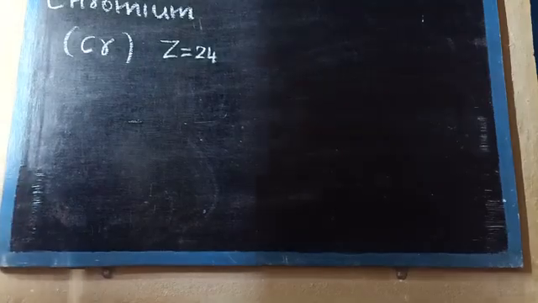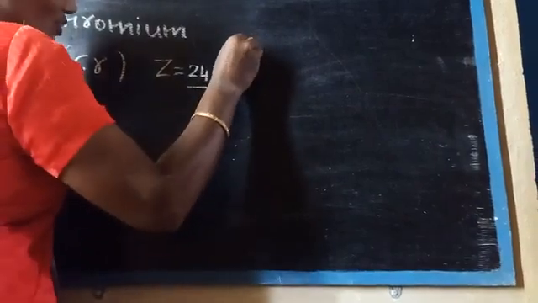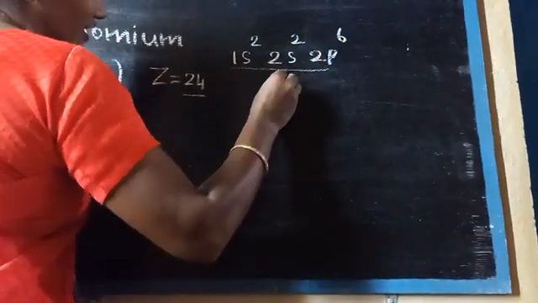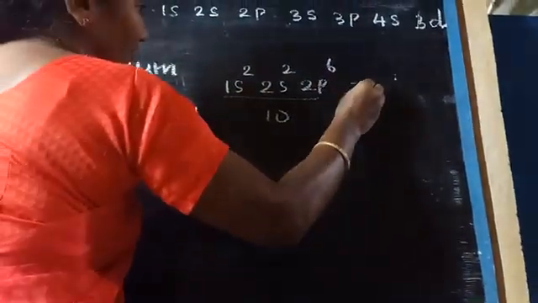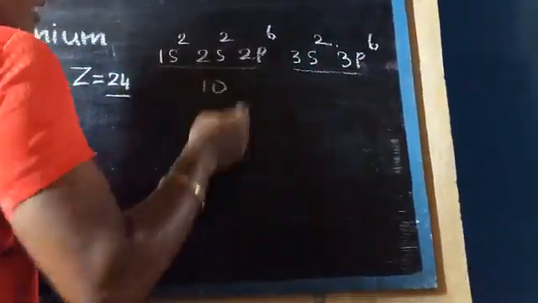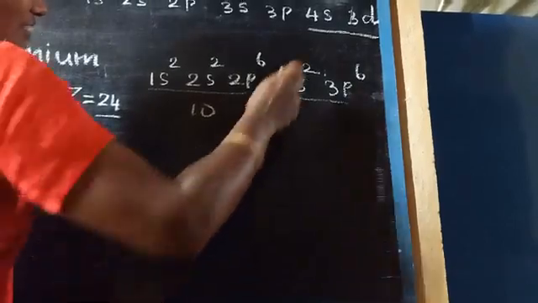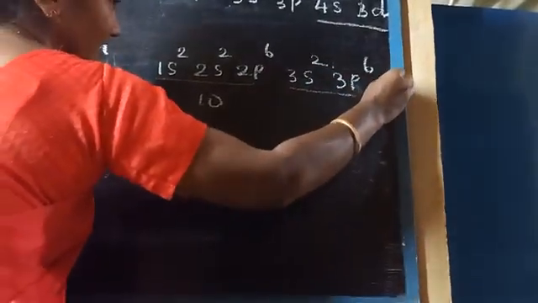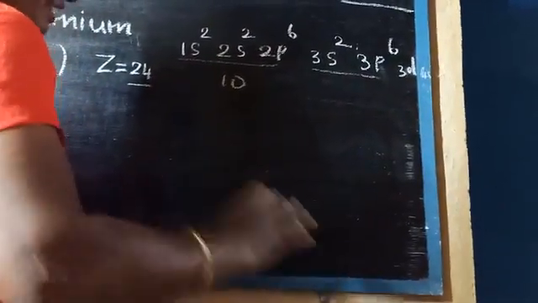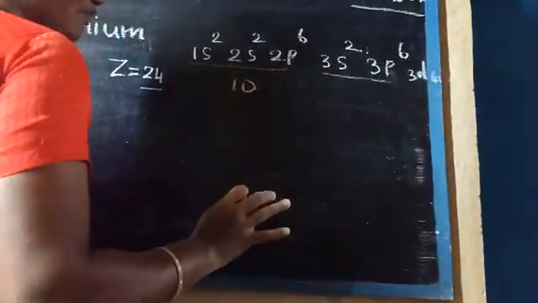Now write the electronic configuration. 24 is the number of electrons. So 1s2, 2s2, 2p6. Totally 10. Next 3s2, 3p6. Next here 4s and 3d. In the 3d orbital, children, first write the 3d, next 4s. Why? Both have equal energies, no energy variation. So here in D block we mention: first write 3d, next write the 4s orbital.